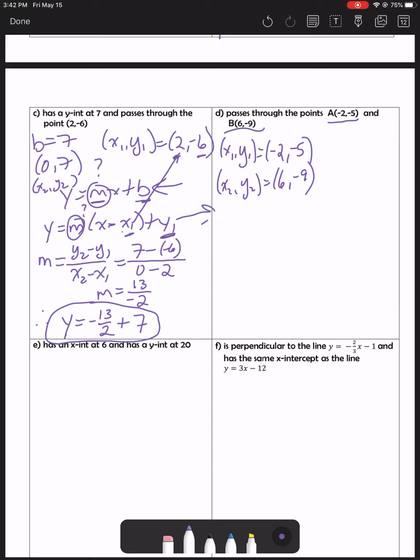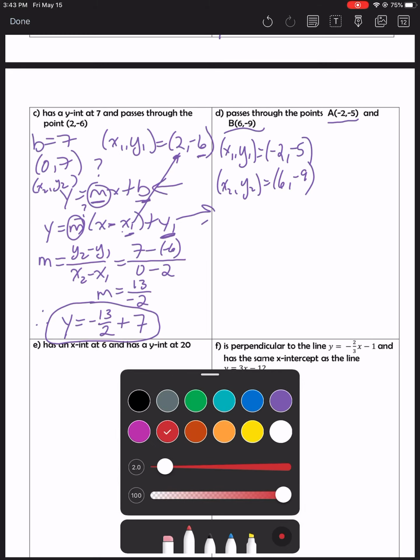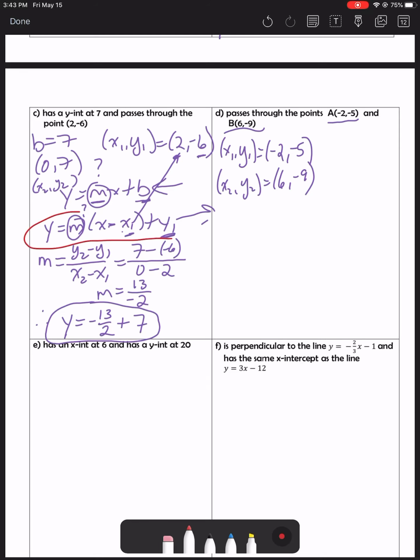You can't call both points x1, y1. And if we had a third point, we'd have to call that x3, y3. Okay? So I know at least 2 points. So I've got my x1, y1, and here's the honest truth: you could use x2, y2 in this formula here too. In this formula, the x1 and the y1 don't have to be x1 and y1. They could be x2 and y2. They could be x3 and y3.